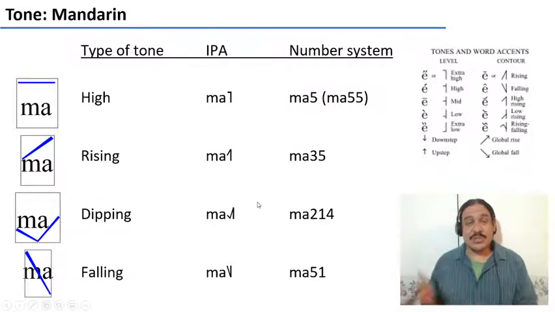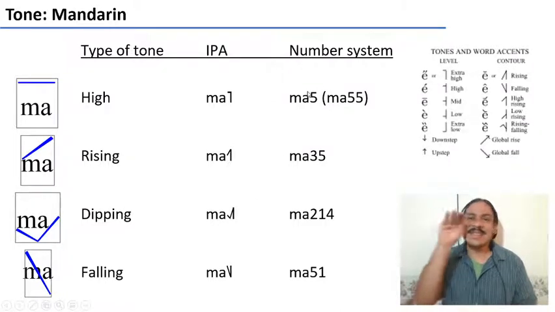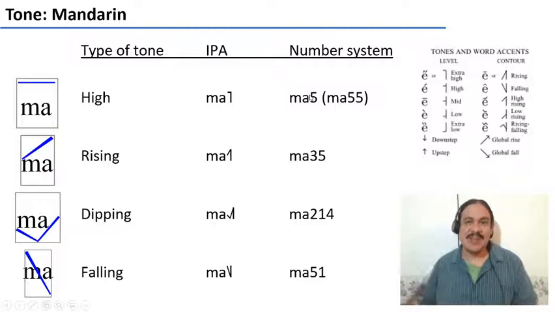Some researchers use a system that has numbers. So for example, 5 indicates the highest part of the pitch range. 3 is the middle. And something like 5-1 goes from the highest point to the lowest point. So even though IPA has these, some researchers also use the number system.